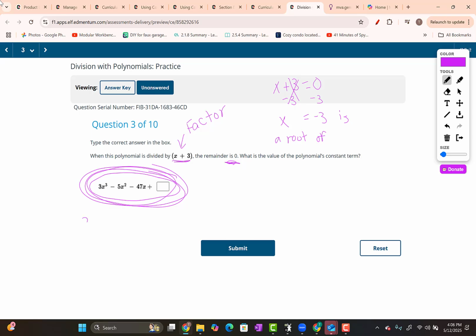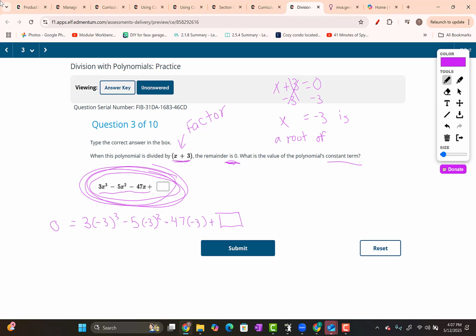So what I'm going to do is rewrite the original problem here, but I'm going to replace everywhere I see an x with the root of negative 3. And then plus empty box. We know this empty box represents the constant term. The constant term is just a number that does not have a variable in it, so the negative 3 won't factor in. But we know all of this should end up equaling 0.